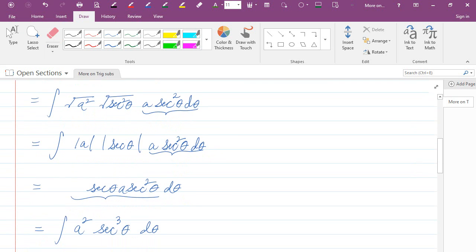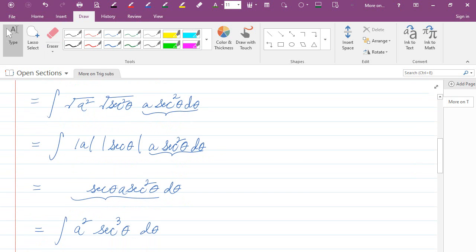And so notice that the absolute value, okay, so I think I'm missing something here.